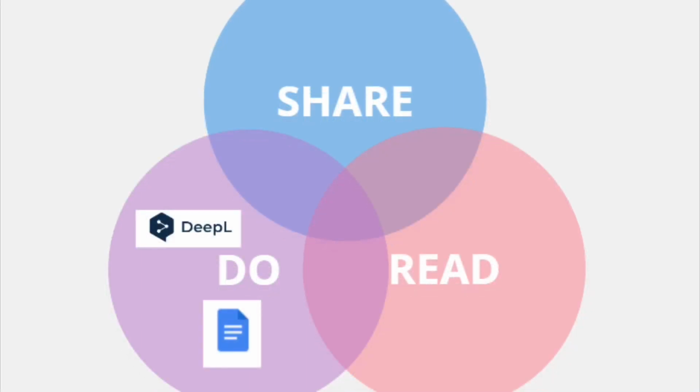So firstly, we have Google Docs and DeepL, which belong to the Do section. I use Google Docs for writing down all the information that I search about, and it worked as a draft for the tools that are in the Share section. It was the most useful app for me, and I will keep using it in the future.